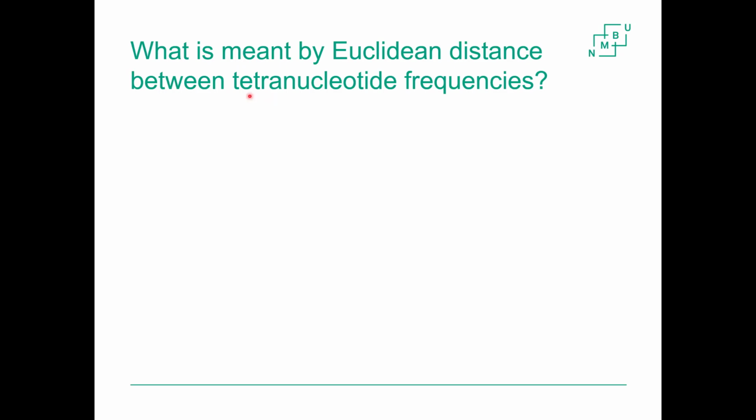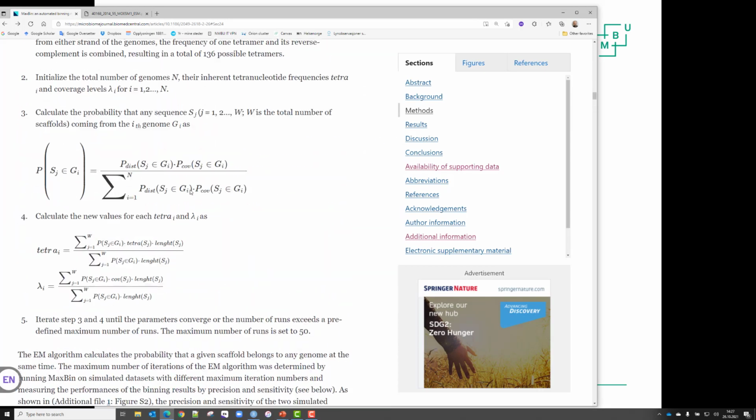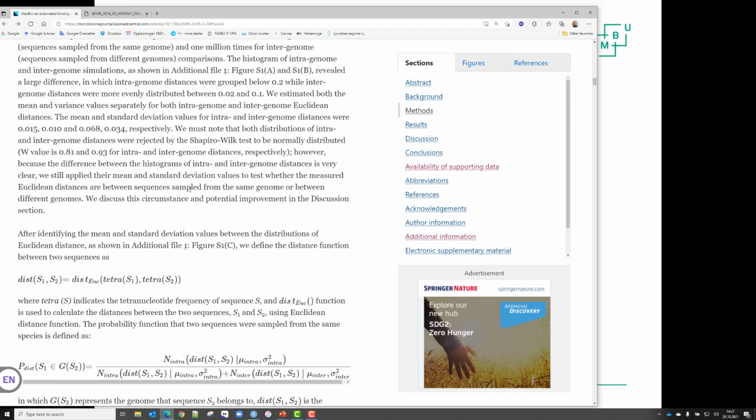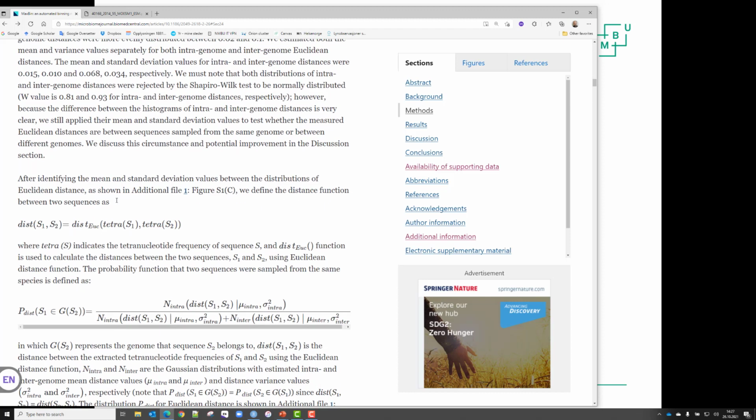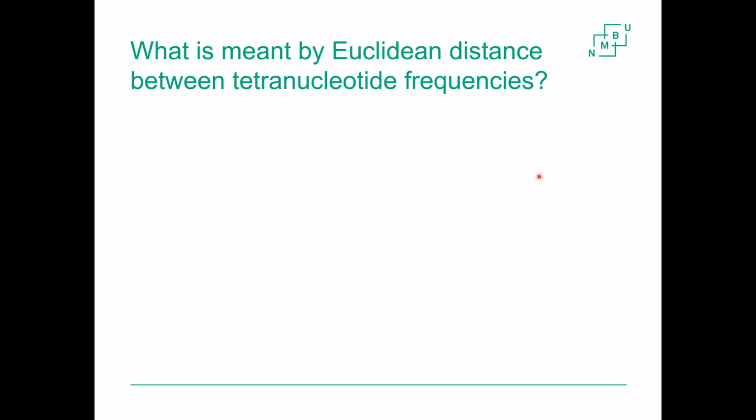Okay, what is meant by a Euclidean distance between tetranucleotide frequencies? Because this occurs also in the paper. If we scroll a little bit back again here, yeah, here it says that they compute what they call a Euclidean distance, right, between this tetranucleotide vector for one contig or scaffold, S1, and the same for another contig, S2. So how is the Euclidean distance defined? Let me remind you, this is something you should actually know.